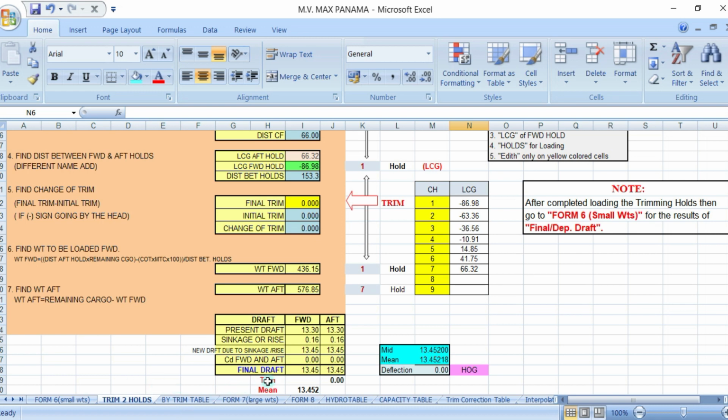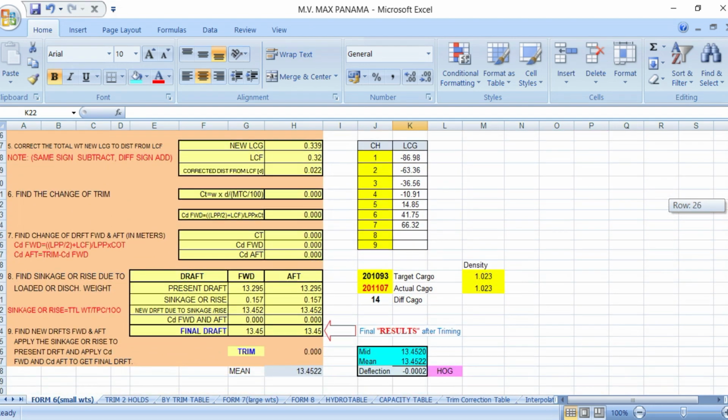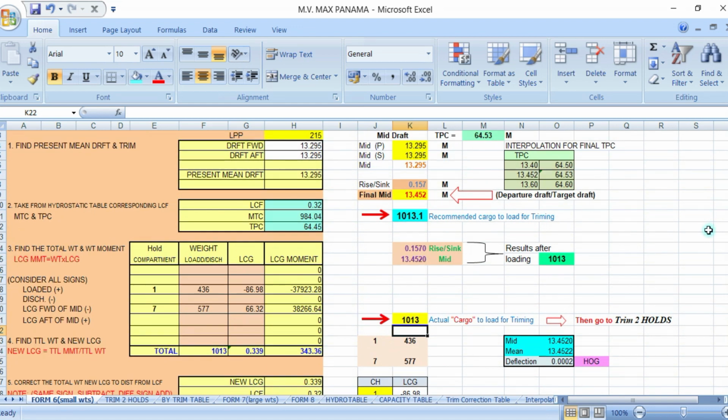How much will be your trim? So forward draft will be 13.45, aft 13.45, even keel and zero deflection. Number 1 will be 436, number 7 will be 577, and you have an even keel 13.45 forward, aft 13.45, and zero deflection. So that's it, guys.